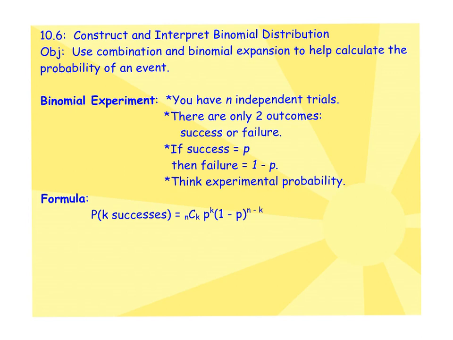Our final lesson in Chapter 10 is 10.6, Construct and Interpret Binomial Distribution. In this formula we use combinations and binomial expansion as a way to calculate the probability of an event. If you're working with a binomial experiment, that means you not only have one event, but you have n number of independent trials.